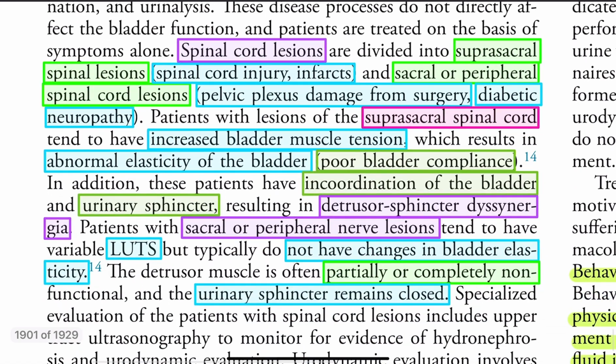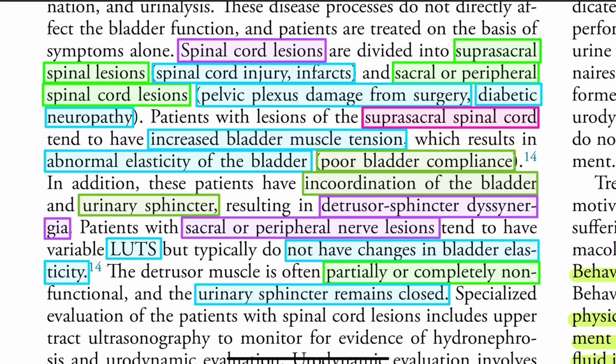Now come to spinal cord lesions. There are two types: suprasacral spinal cord lesions, and sacral or peripheral spinal cord lesions. In suprasacral, it could be spinal cord injury or infarct. In sacral and peripheral lesions, it could be pelvic plexus damage from surgery, or diabetic neuropathy.